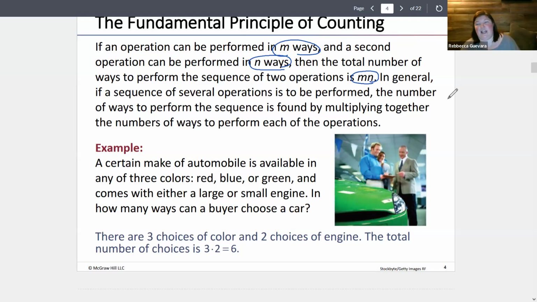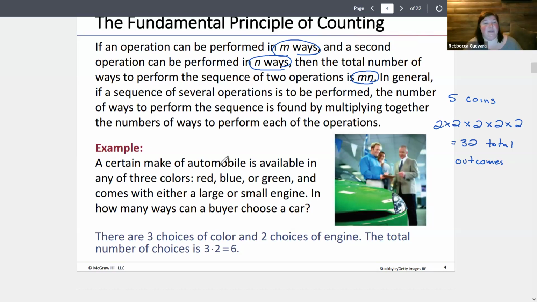Like I said, if I have 5 coins and I'm flipping them, for the first coin there's 2 options. There's 2 options for the second coin, 2 options for the third coin, 2 options for the fourth coin, and 2 options for the fifth coin. That means my total number of outcomes from all those coin flips would be 32 different ways to flip 5 coins.